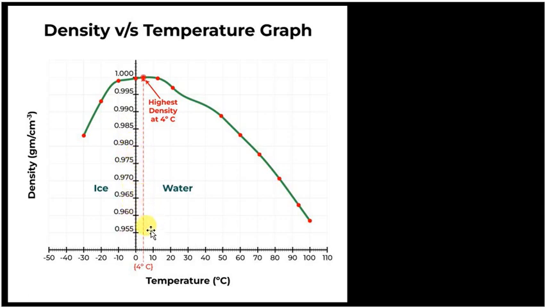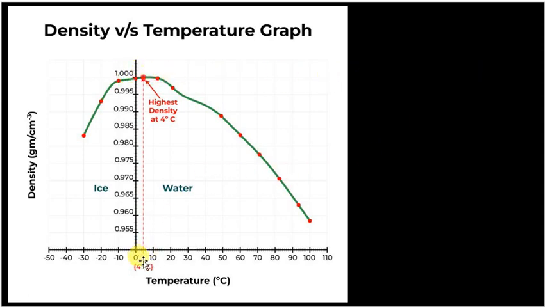So you can notice that let's say we're at about 4 degrees Celsius. When we're at about 4 degrees Celsius, we go up and we hit the graph at almost exactly 1.0. It says here highest density at 4 degrees. At that place, you see it's about 1.000 density.